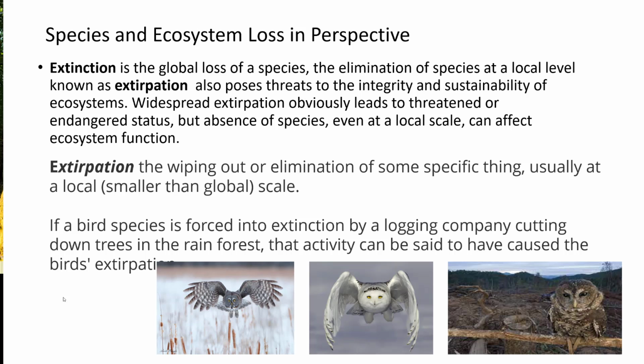So, extinction is the global loss of a species. Elimination at a local level would be called extirpation. So, this poses a threat to the integrity and sustainability of the ecosystem.